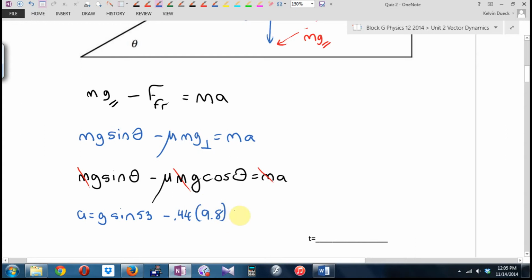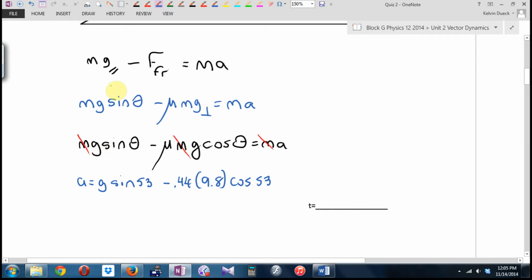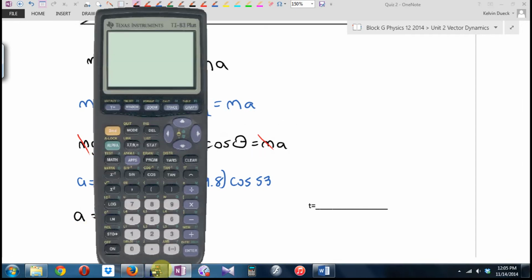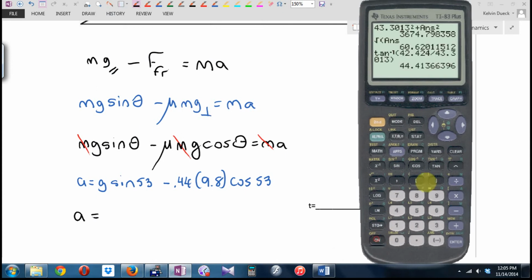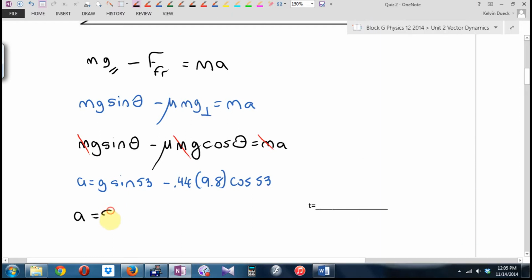9.8, or g, cos 53. A little loud upstairs, but whatever. 9.8 sine 53 minus 0.44 times 9.8 cos 53. Do you get an acceleration of 5.2316 blah, blah, blah? Okay. Is that my final answer? I'll carry some extra sig figs then. I'll go 5.2316.